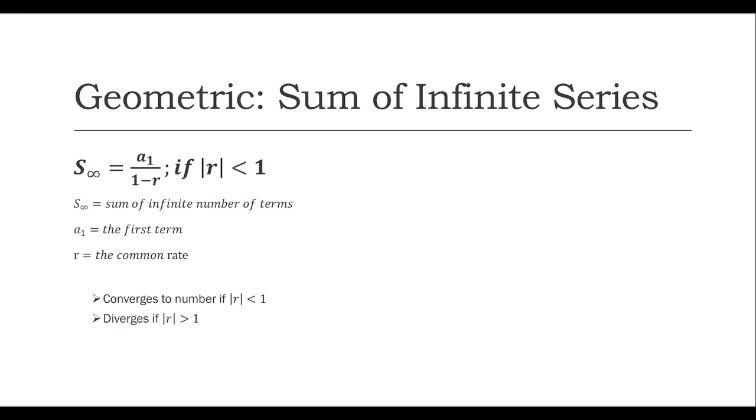To find the sum of an infinite series, if you have a convergent sequence or series, you can use this formula here. So the sum of an infinite number of terms is equal to your first term over 1 minus your rate, if the absolute value of your rate is less than 1. If the sequence or series diverges, you will not have a finite sum.